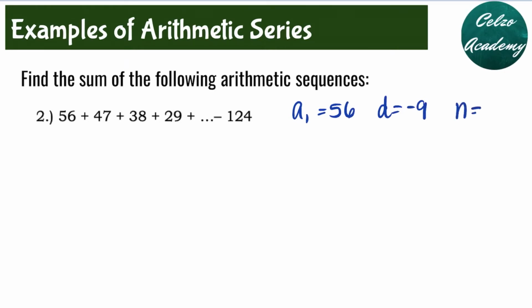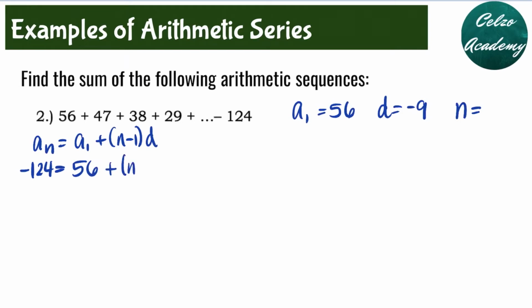We don't know the n value yet, so we need to use the formula a sub n is equal to a sub 1 plus n minus 1 times d to find the value for n. Our a sub n, or the last term, is negative 124. a sub 1 is 56. We don't have our n yet, so n minus 1 times the common difference, negative 9.